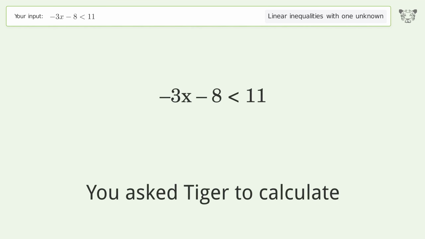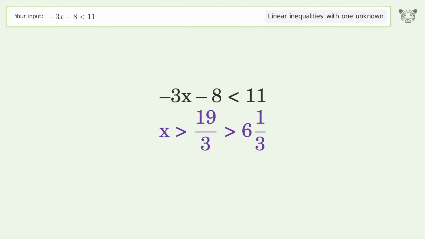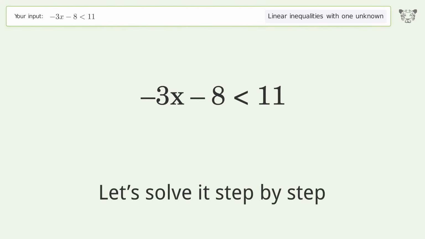You ask Tiger to calculate. This deals with linear inequalities with one unknown. The final result is x greater than -19/3 greater than -61/3. Let's solve it step by step.